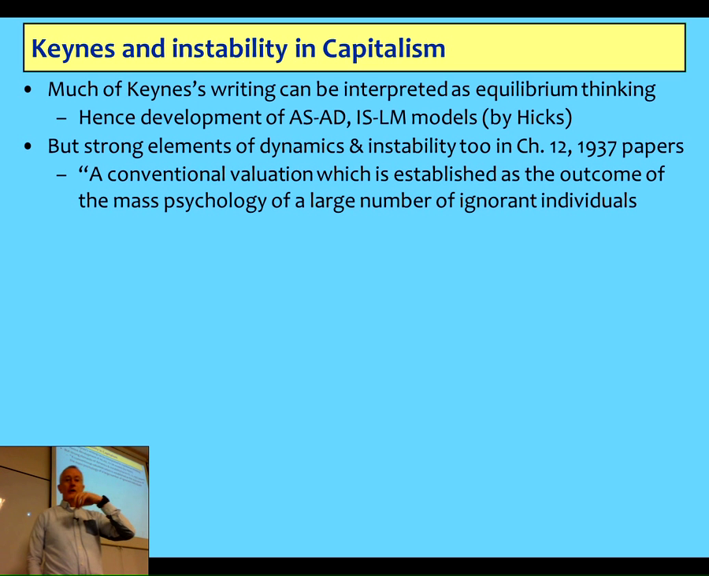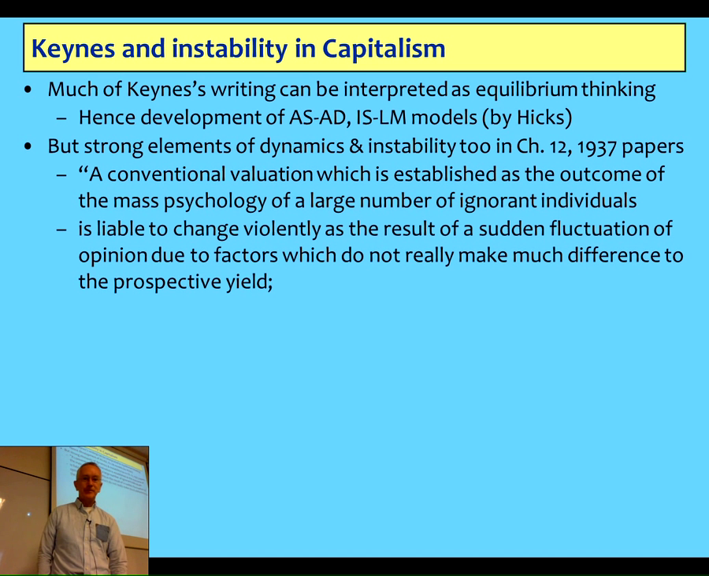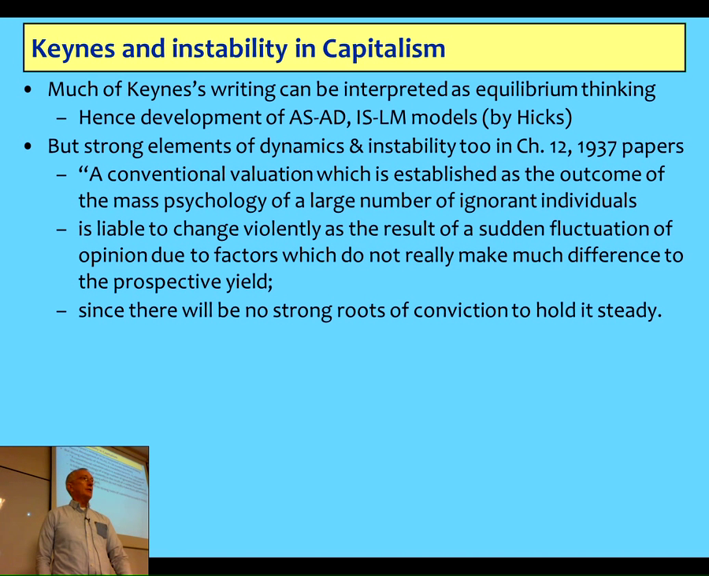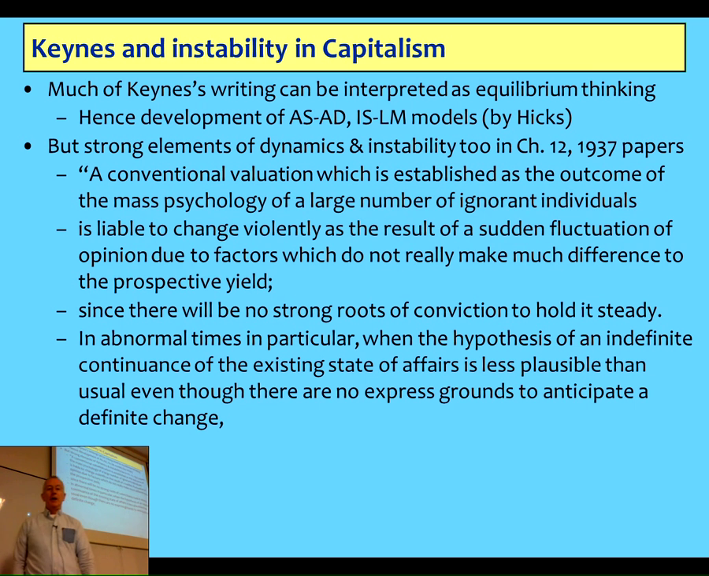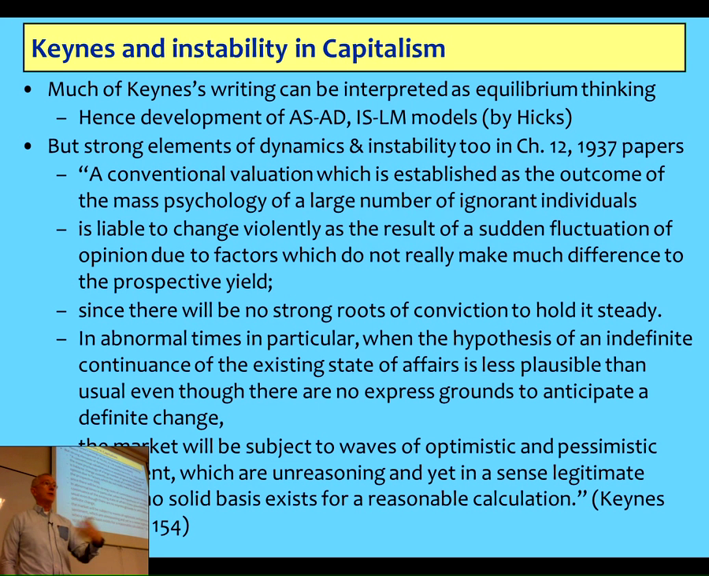So, for example, talking about how you reach a valuation on shares, he said, a valuation is established as the outcome of the mass psychology of a large number of ignorant individuals. Not exactly the efficient markets hypothesis. And it will change violently when trivial factors alter, because there's no strong conviction to hold those prices together. And all this stuff might look unreasoning, but he said, in fact, what else can you do? You have no way of predicting the future that's reliable. Therefore, you're going to have unreasoning changes, and yet at the same time they're reasonable, because what else can you rely upon? So fragility, volatility, and expectations were an essential part of Keynes.